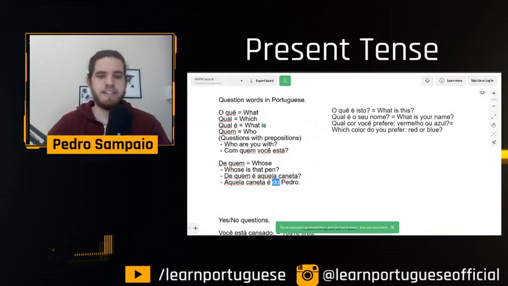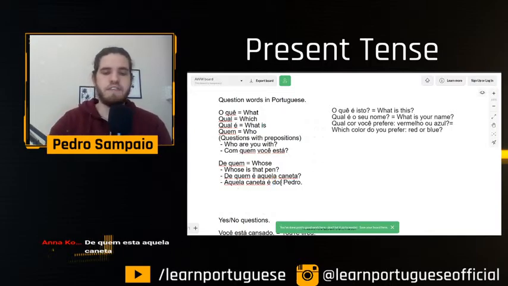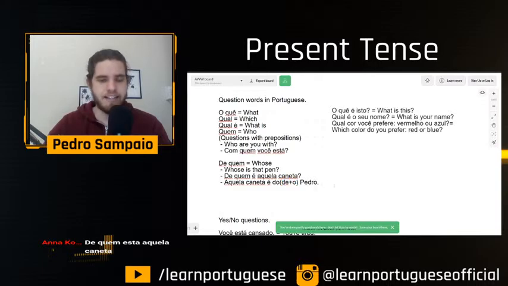So "do" is the same thing as "no." If you remember, "no" is a contraction, but "do" is also a contraction. So "do" is the preposition "de" plus the article "o." So "aquela caneta é do Pedro," so "de o Pedro." And as I said before, we have the preposition here in the answer, so we need to use the same preposition here in the question. So "de" and "de" as well.